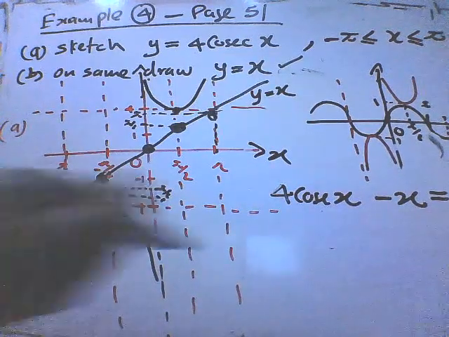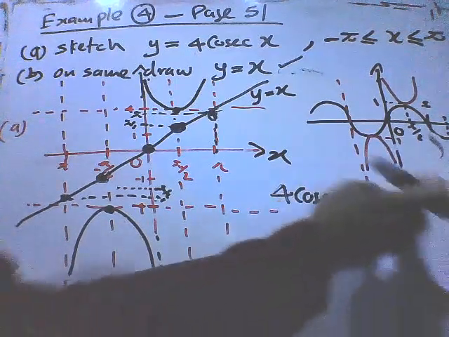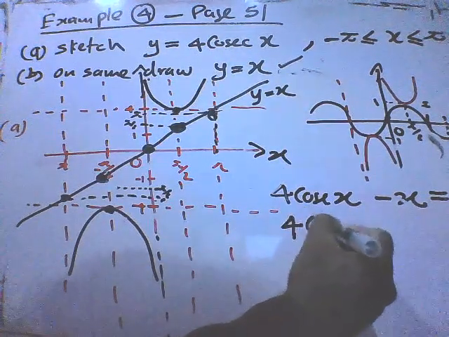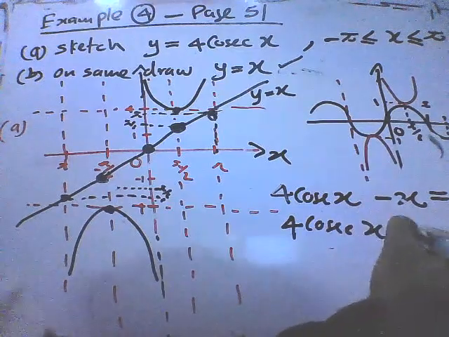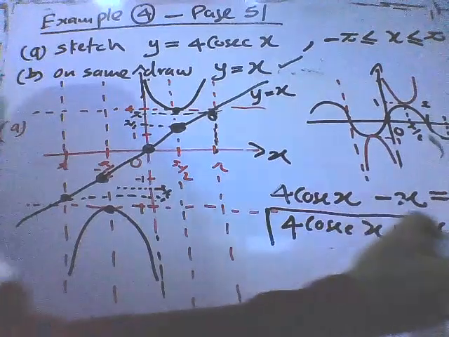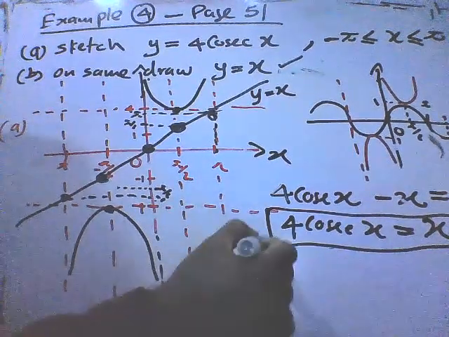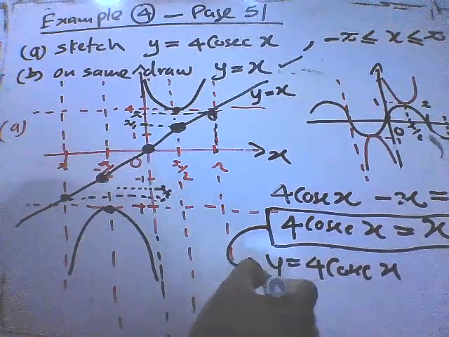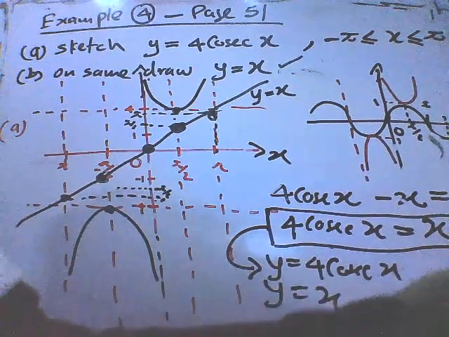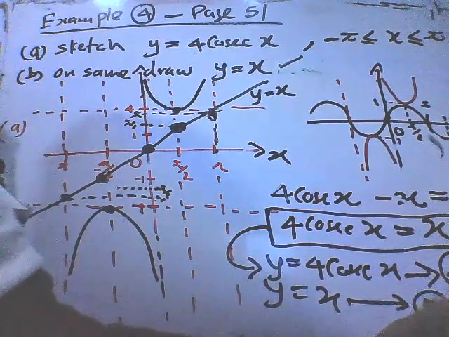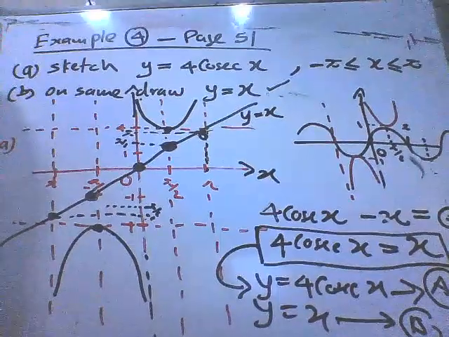So what are the solutions, what are the x values which will make LHS 0? Actually we have to take the help of this graph. We can change this 4 cosec x is equal to x, we can take it to the other side. So actually what we are doing is, if we want to solve this, we have to solve y equal 4 cosec x and y equal x. It's a substitution method.